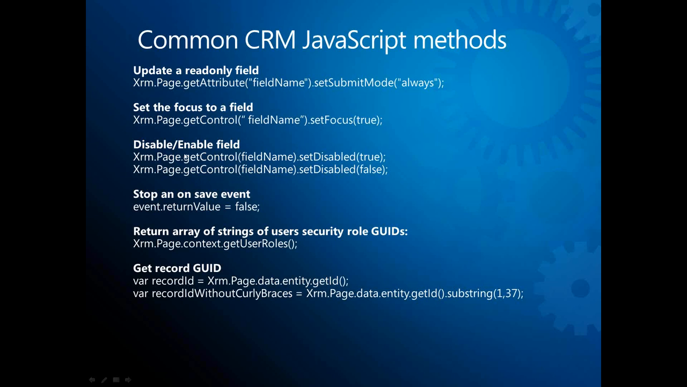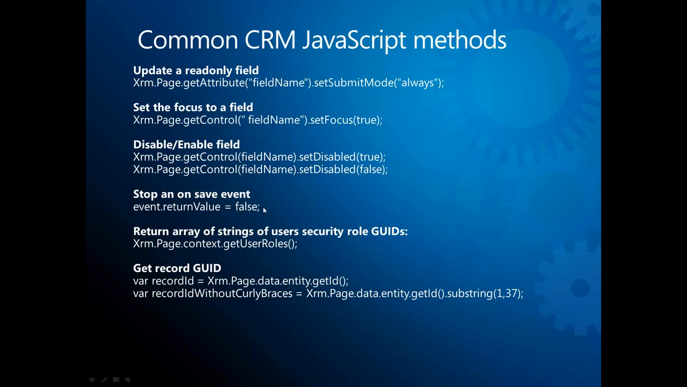Over here, the next one is disable and enable. Let's say you want to hide and show a field. And I actually have an example. This will show it. So you can hide and show fields dynamically, and that's what this one is for, true, false.